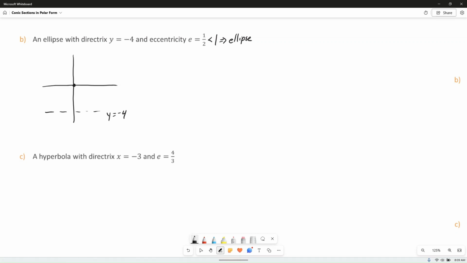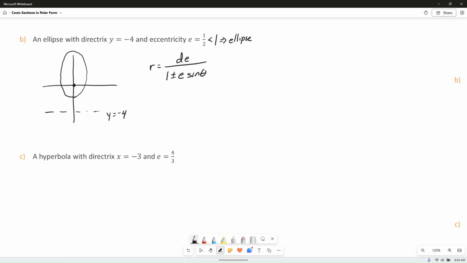So since the directrix is down below the origin, our graph has to curve upwards around the origin. So it will extend down below the origin, but it's going to curve upwards and extend up well above the origin. Okay, so we're going to have a vertically oriented ellipse. So since it is vertical, our equation again is going to be r equals d times e over 1 plus or minus e times the sine of theta. So again, being vertical just tells me I'm using a sine equation.